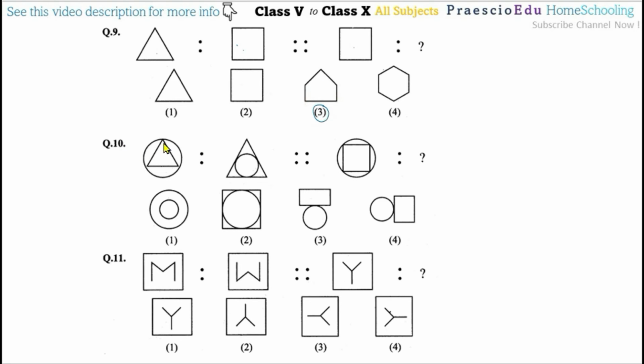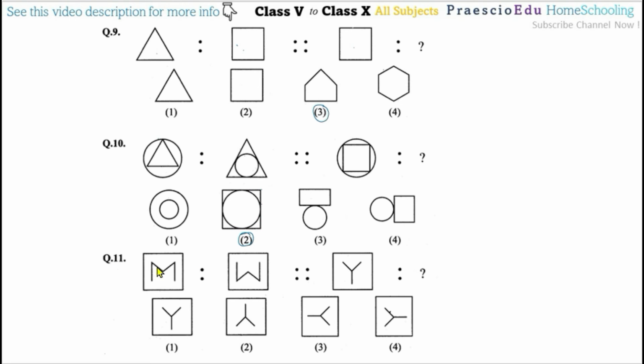Now question number 10: the circle is outside and the triangle is inside. After this, both shapes interchange their positions, meaning the triangle comes outside and the circle comes inside. Now here we have a circle with a square inside, so we have to interchange their positions. The square will come outside and the circle will come inside, so option number 2 is the correct one.